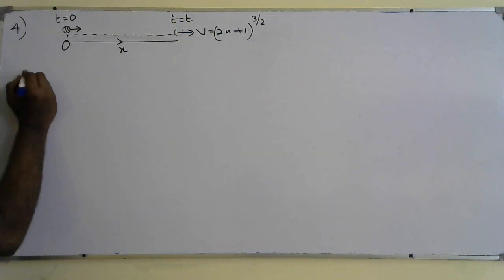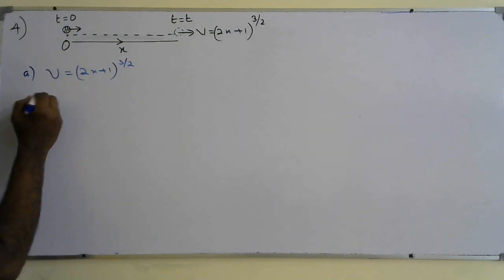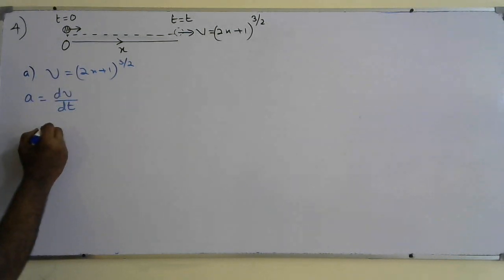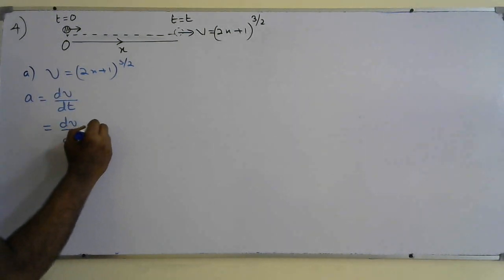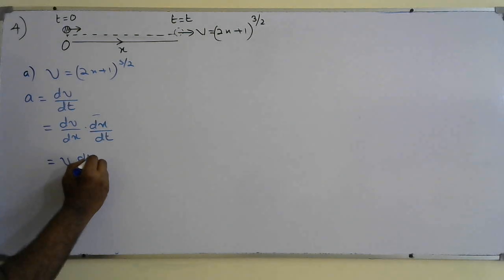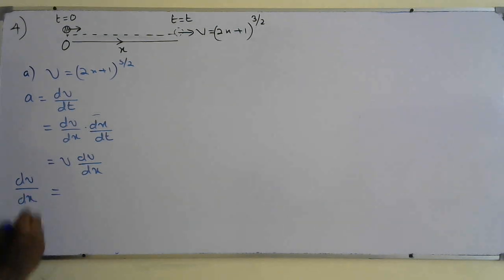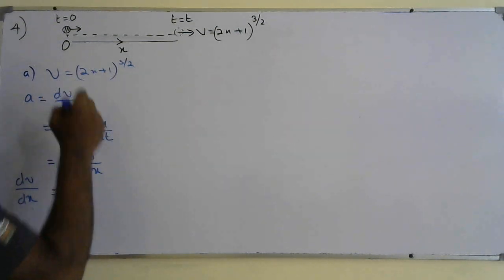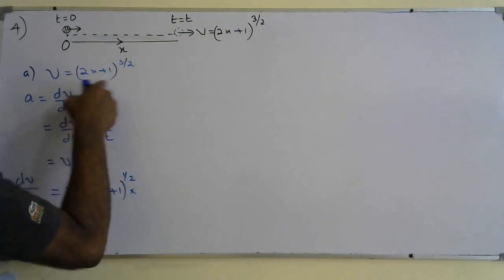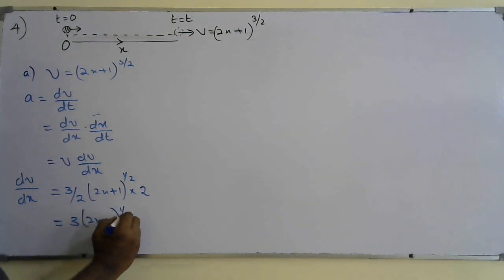So we know that v equals 2x plus 1 to the power of 3 by 2. Acceleration is equal to dv over dt, but it's given in x. So we can write this as dv over dx times dx over dt. But we know dx over dt is v, so I can write v dv over dx. Okay, so dv over dx we'll find separately. dv over dx is equal to 3 by 2 times 2x plus 1 to the power of half, times differentiating the inside, you will get 2. It's going to be 3 times 2x plus 1 to the power of half.